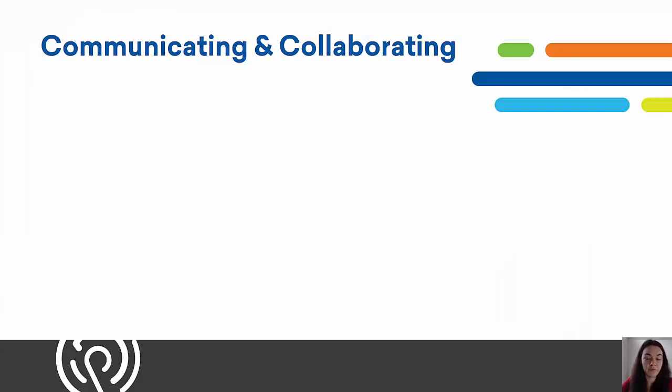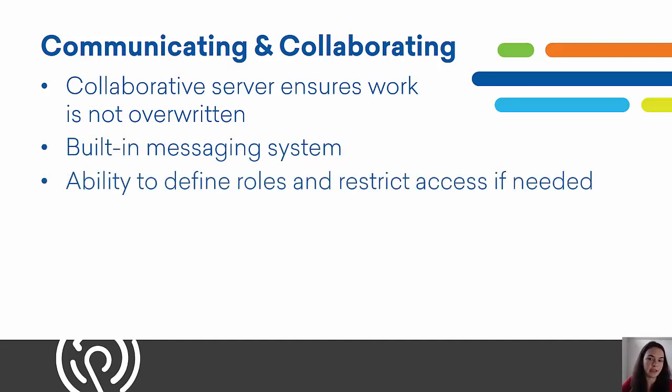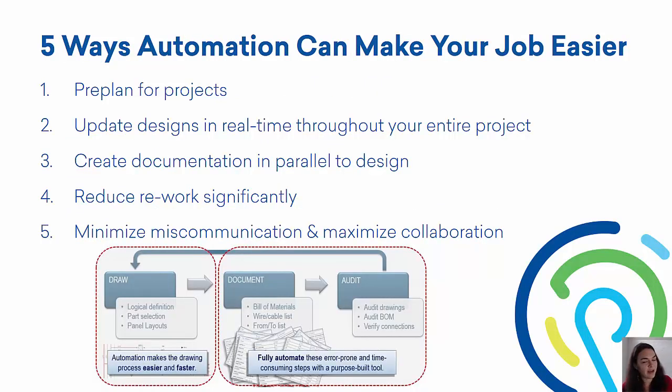Awesome. So aside from revision control and unified libraries, we also saw how SOLIDWORKS Electrical's collaborative server will ensure that we're never writing over each other's work. We can also quickly message each other directly in the program, and we can define roles or restrict access as needed. Most importantly, however, we have a single location for data, and as a bonus, we get a direct tie-in with SOLIDWORKS PDM. So there you have it. 5 ways that automation can make your job easier. Plan, update in real time, automatically create documentation, reduce rework, and minimize miscommunication.